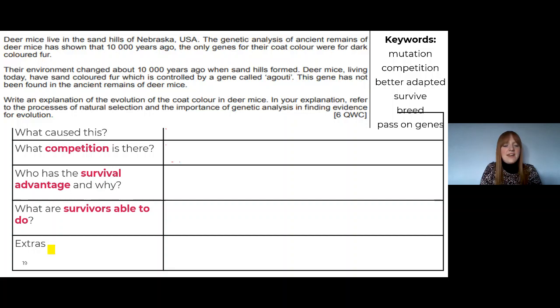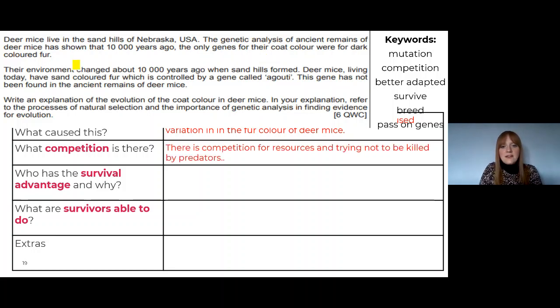Did they mention anything else that you need to think about? This one's not showing very well. Okay, so let's talk through. The picture's gone over it, I'm afraid. So in this example, there was a mutation in the gene that coded for coat colour. And it caused there to be variation within the colour of their coat. So some had dark coloured fur, some had sand coloured fur.